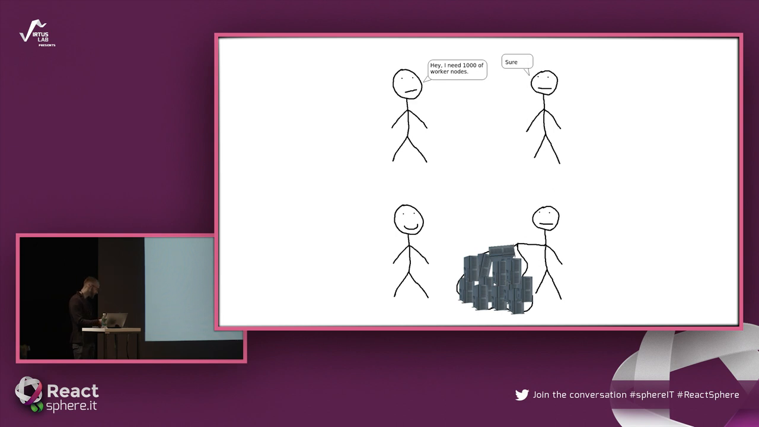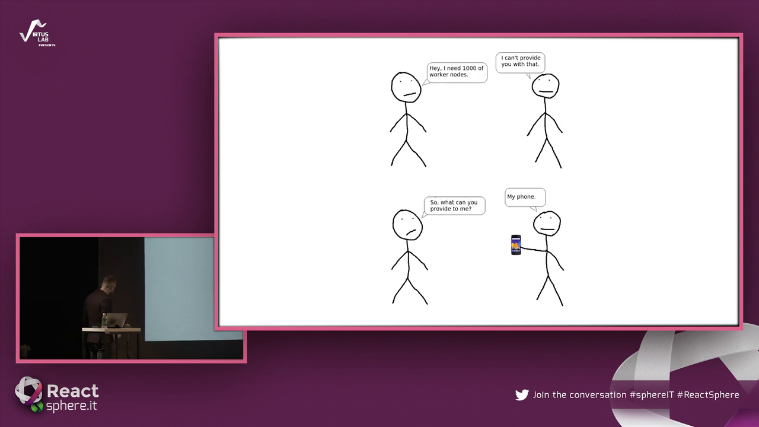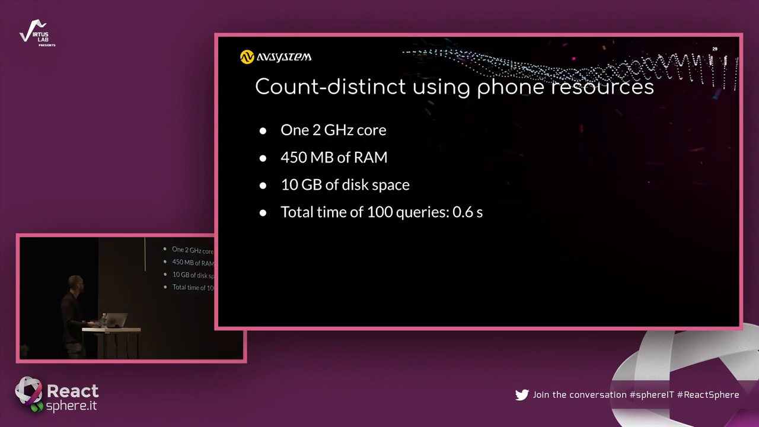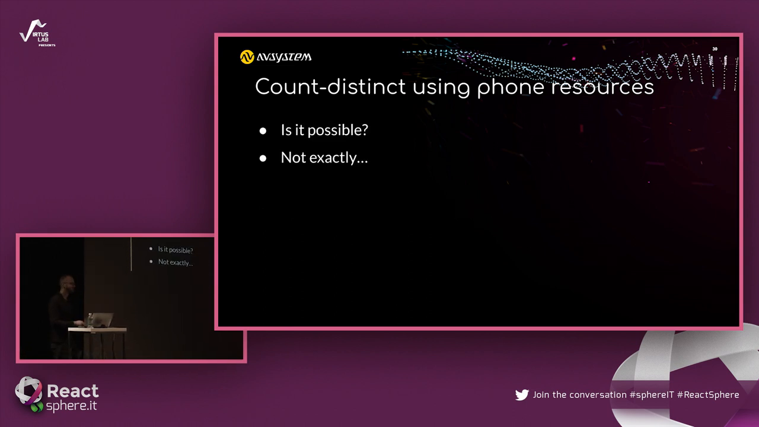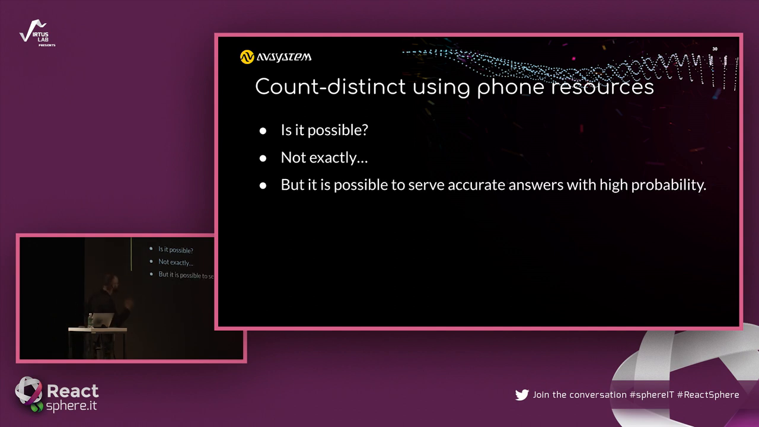Well, because perhaps your request for 1,000 nodes looks like this, but it usually looks like this. Count distinct using phone resources. What do we need? A 1-2 gigahertz core, 450 megabytes of RAM, 10 gigabytes of disk space, and total time of 100 queries is 0.6 seconds. Wait, what? 10 gigabytes of disk space and 90 petabytes of raw events? Is it possible? Not exactly, but it is possible to serve accurate answers with high probability.